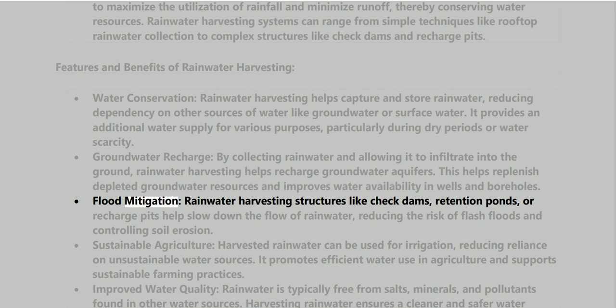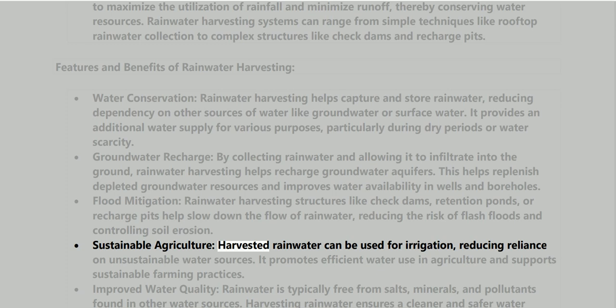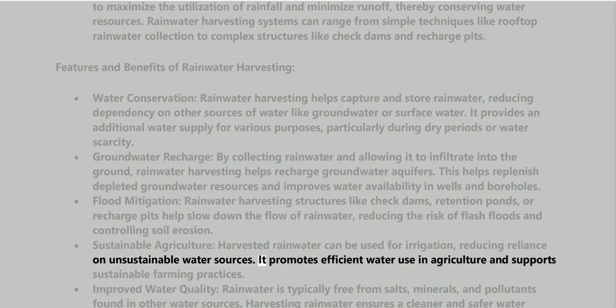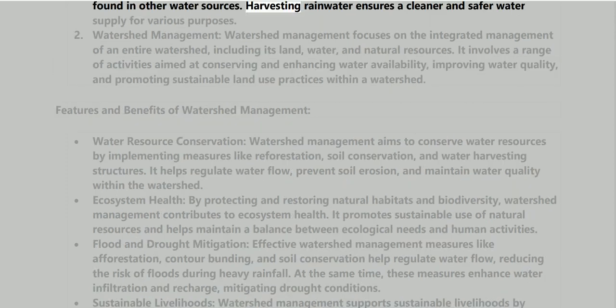Flood mitigation. Rainwater harvesting structures like check dams, retention ponds, or recharge pits help slow down the flow of rainwater, reducing the risk of flash floods and controlling soil erosion. Sustainable agriculture. Harvested rainwater can be used for irrigation, reducing reliance on unsustainable water sources. It promotes efficient water use in agriculture and supports sustainable farming practices. Improved water quality. Rainwater is typically free from salts, minerals, and pollutants found in other water sources. Harvesting rainwater ensures a cleaner and safer water supply for various purposes.